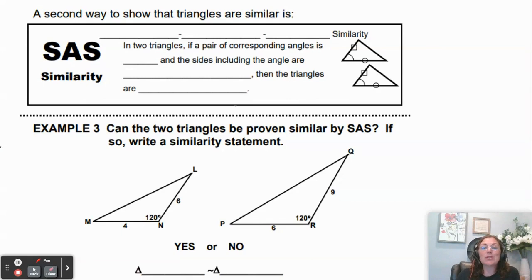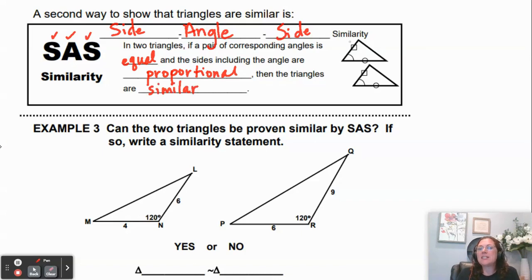All right, our second way to show that triangles are similar is by the SAS, and that stands for side, angle, side. And it has to be in that order. So if a pair of corresponding angles is equal, and the sides, including the angle, are proportional, then the triangles are similar. So I want you to see that it has to be side, angle between, side. So let's take a look.